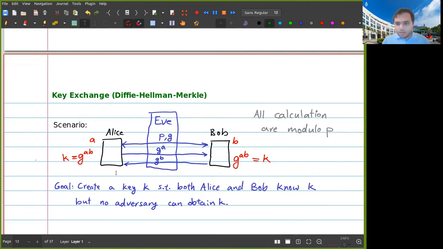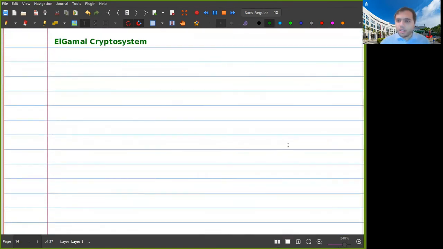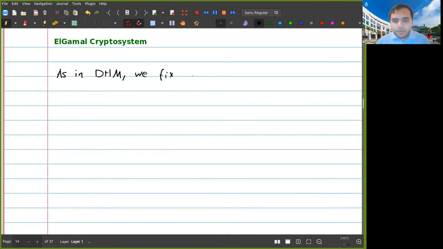So just like Diffie-Hellman, I want to fix some prime number P, and I want to say that all of my calculations are modulo P. Okay. So, as in Diffie-Hellman-Merkle, we fix, again, usually a large prime number. So let's say we fix a large prime number P, and all calculations are modulo P.